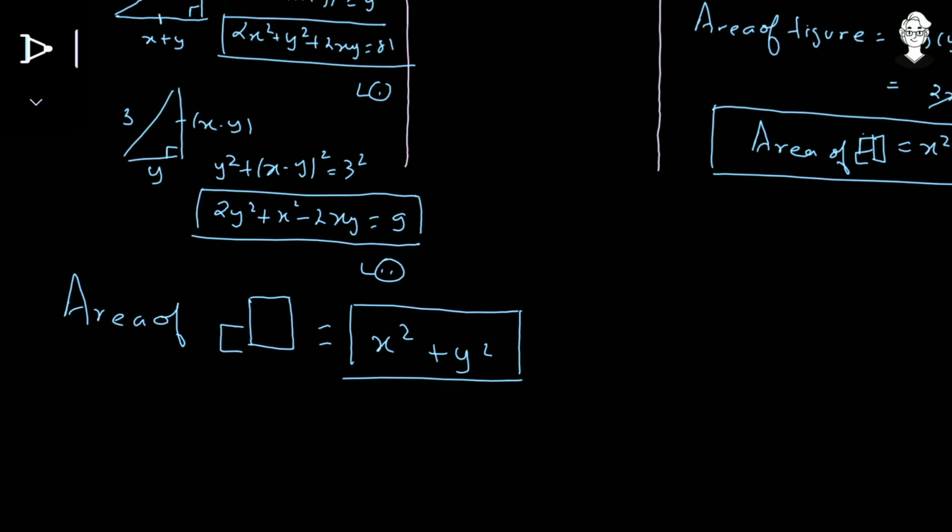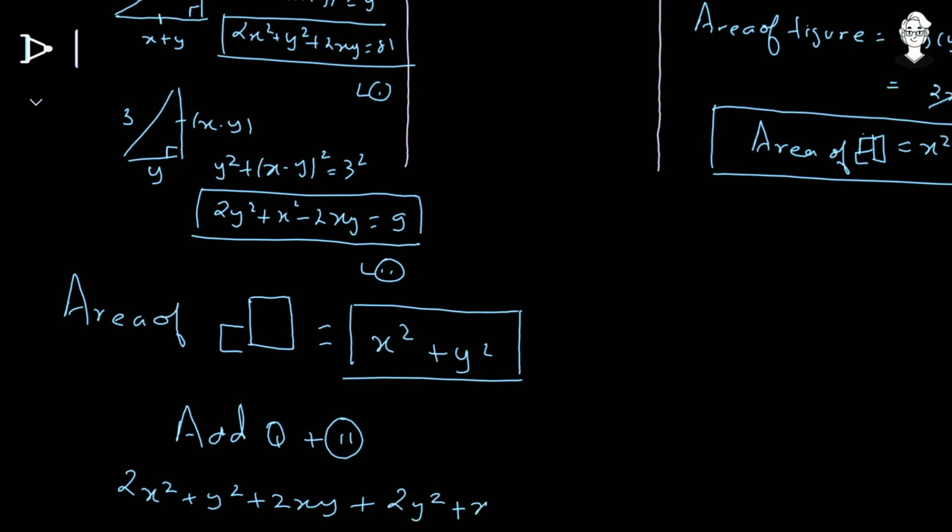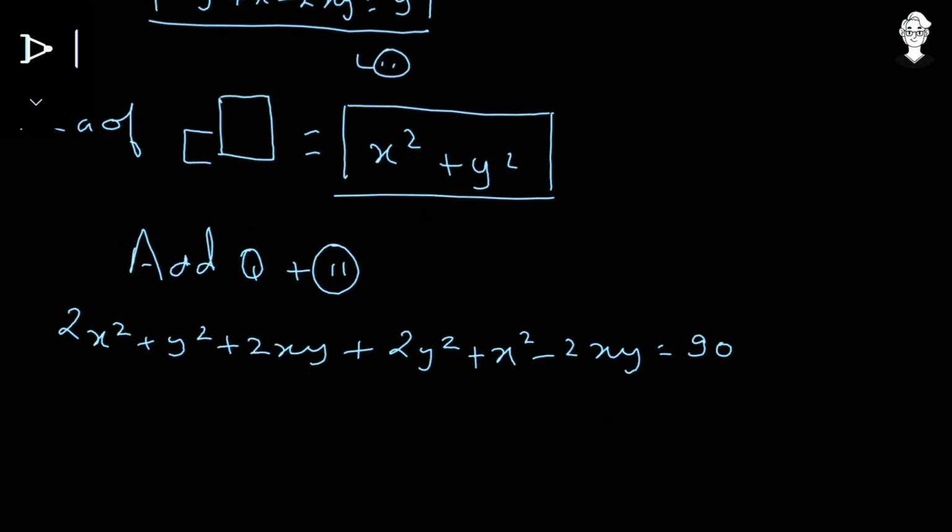Look at that equation. I'm just adding equation 1 plus equation 2. Equation 1 is 2 times x squared plus y squared plus 2 times xy, and equation number 2 is 2 times y squared plus x squared minus 2 times xy, and that's 81 plus 9, which equals 90. So from here I can see that plus 2xy and minus 2xy got cancelled out.